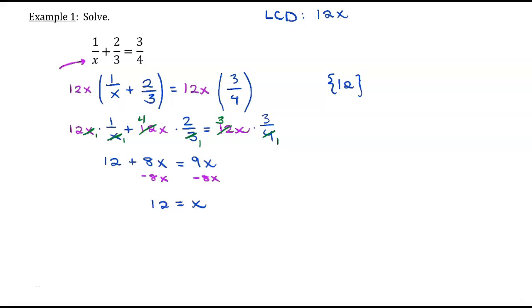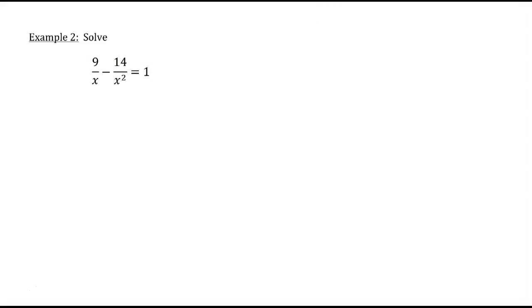Let's take a look at example 2. In example 2, we have 9 over x minus 14 over x squared equals 1. Looking at our two denominators, x and x squared, we have a least common denominator of x squared. So we'll multiply both sides of this equation by x squared.